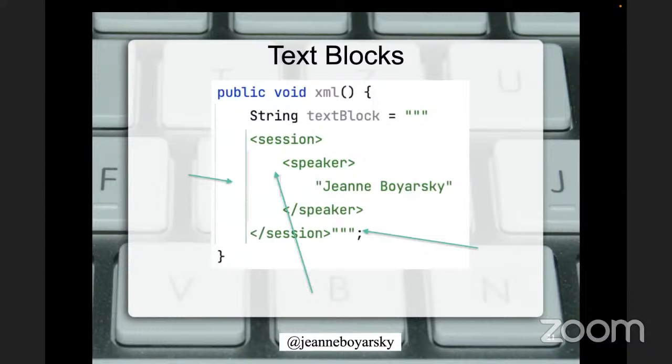One thing to know about text blocks is that there's two types of white space. There's essential white space and incidental white space. The essential white space is the part of your string.